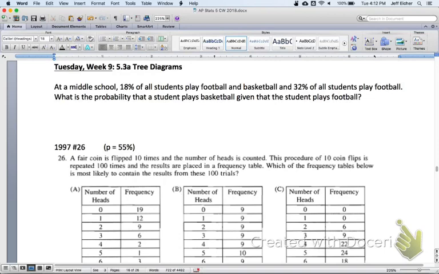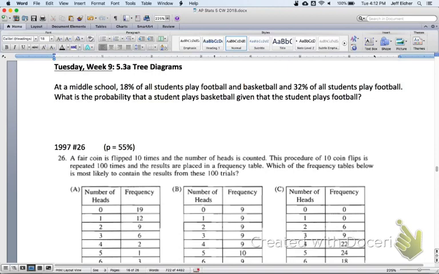At a middle school, 18% of all students play football and basketball. 32% of all students play football. What is the probability that a student plays basketball given that the student plays football? So let's see if we can organize this information in a two-way table.